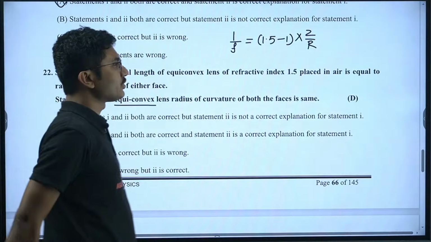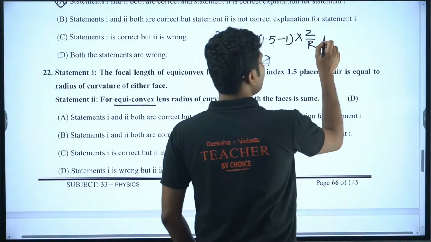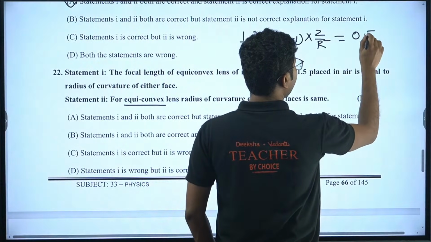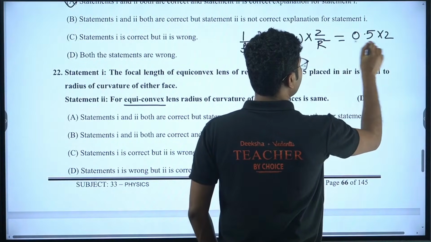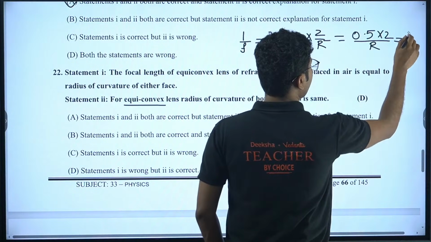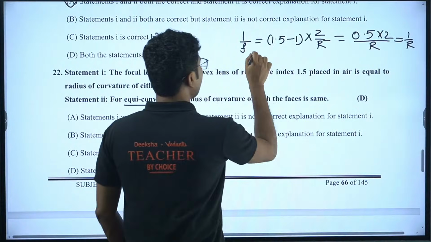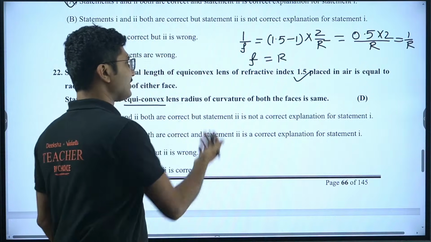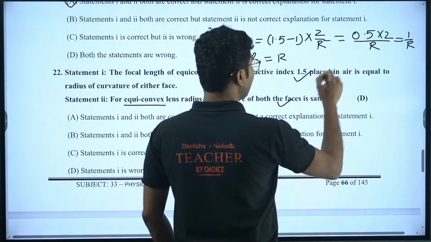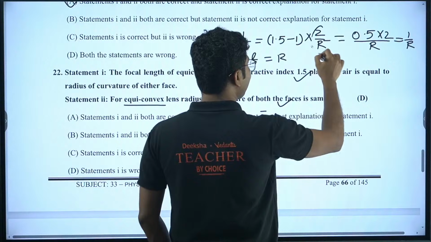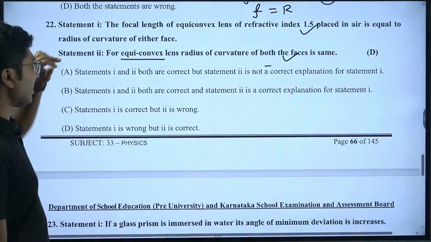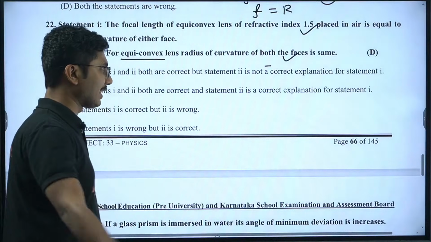Equiconvex lens means both sides have the same radius of curvature. So here we will get 0.5 into 2 divided by R, or 1 by R, or f equals R. So the first statement is correct, the second statement is also correct, and because both sides have the same radius of curvature, you are getting this 2 by R. So both 1 and 2 are correct, and statement 2 is the correct explanation.